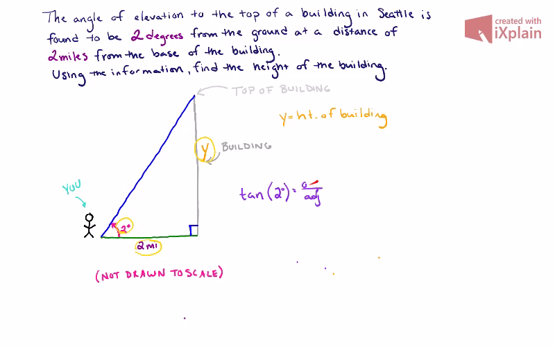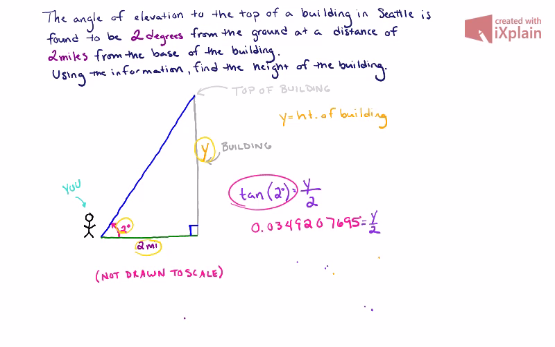Okay, so instead of words, let's go ahead and actually put those values and variables in here. So we know that the opposite is going to be our variable y, and our adjacent is going to be the 2 miles. From here, we would need a calculator. So if we use the calculator to evaluate the tangent of 2 degrees, we get 0.034920765. I'm using the full value that I got on my calculator. And what we have left, we still have y over 2.